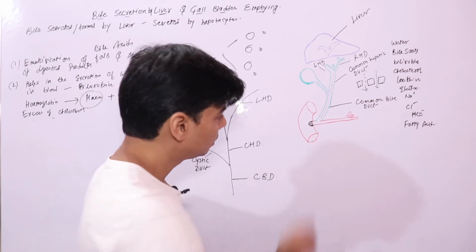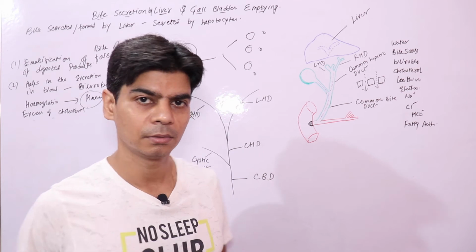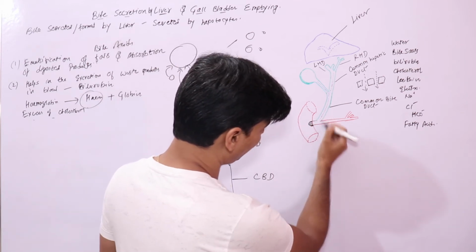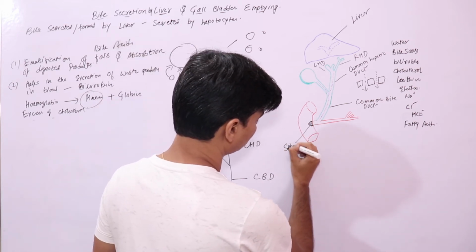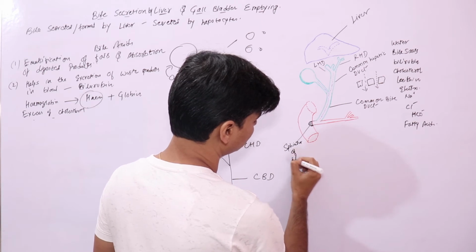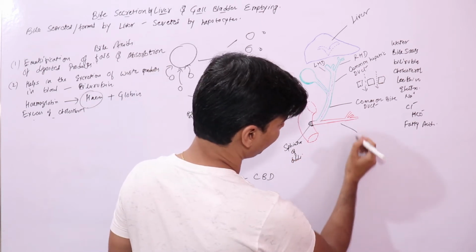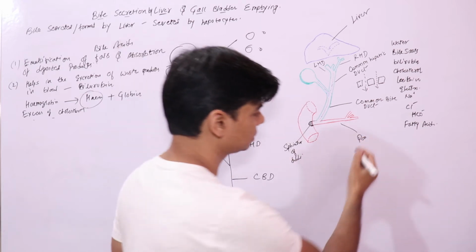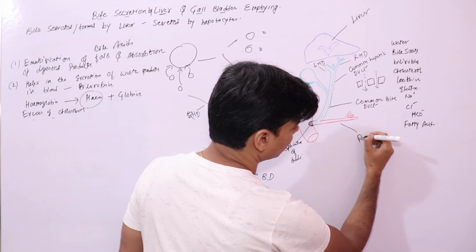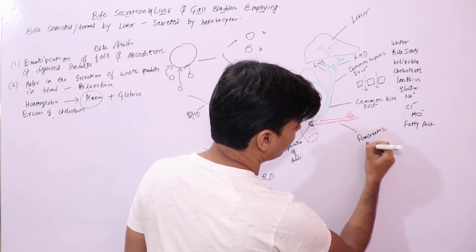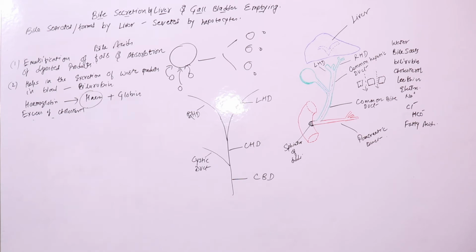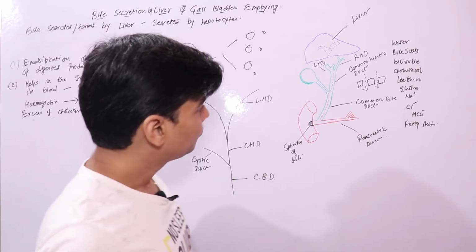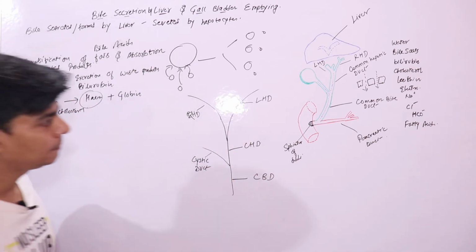the sphincter of Oddi, right? It joins here, the duodenum, at the sphincter. Here this is your sphincter of Oddi, and this is your pancreatic duct, which is coming from the pancreas, and it contains pancreatic juice, right? So this is the labeling, right? Now we have just talked about the flow of bile.